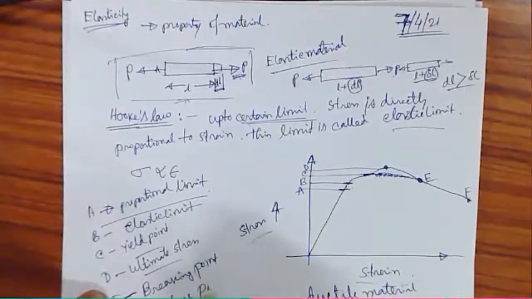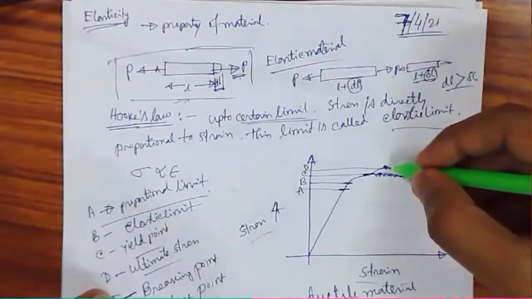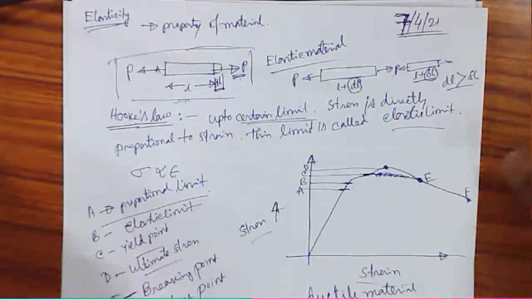Hello, sir. Yes. Whenever you cross this D, the object will fail. Yes, please continue. What you are saying, sir? Can you please explain the C and D part, the yield point and ultimate stress?